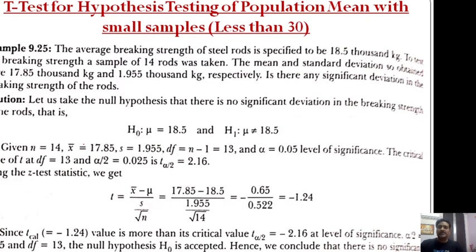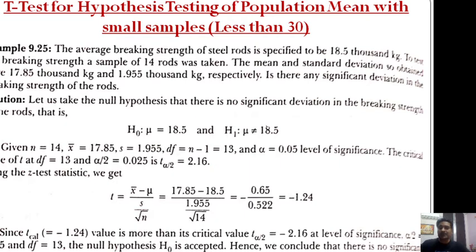Okay, now come to the t-test. That was about the z-test. Now we have come to the t-test. When we are discussing the t-test, obviously the sample size would be less than 30. So please mind it, whenever you are going to apply the t-test, the sample size must be less than 30. So here let's take this example.